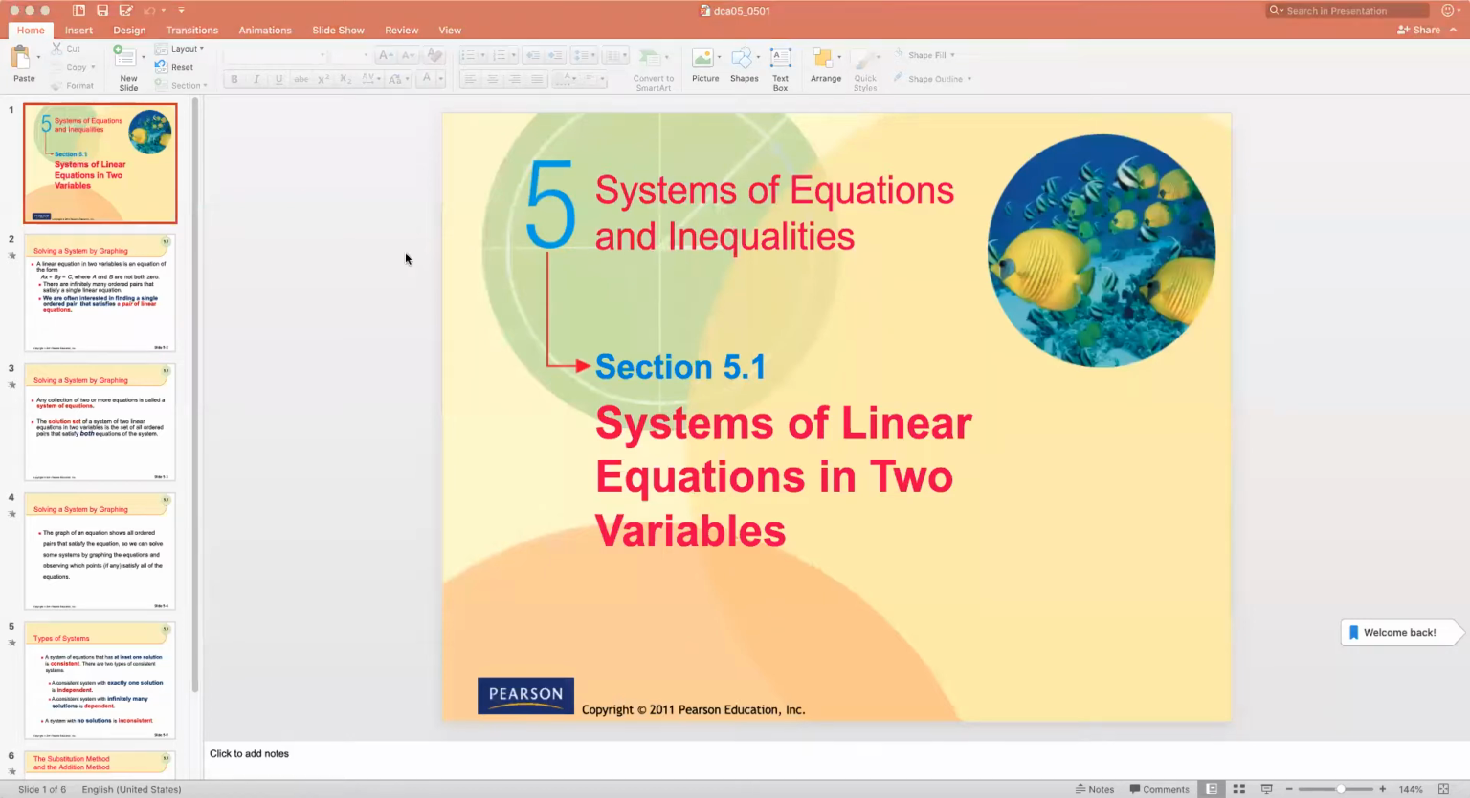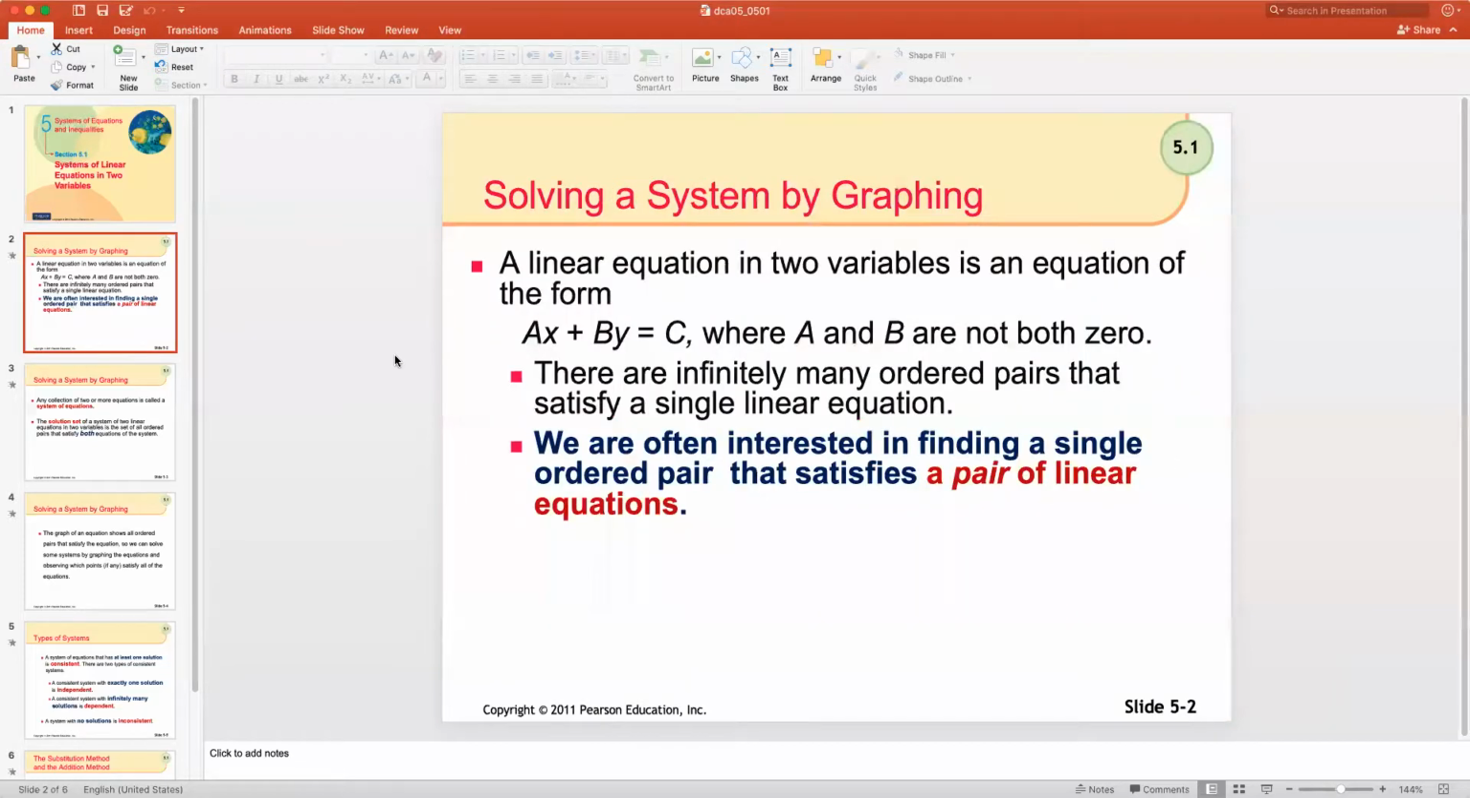Okay, so right here, I told you a linear equation in two variables is an equation of the form ax plus by equals c. We saw that in chapter 1. That's the actual general form of a linear equation, right? And we know that the graph of a linear equation must be a straight line, right?